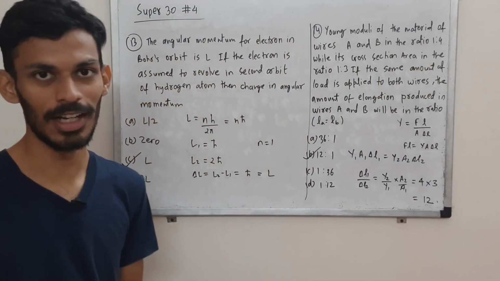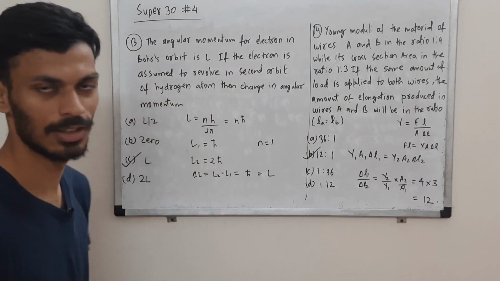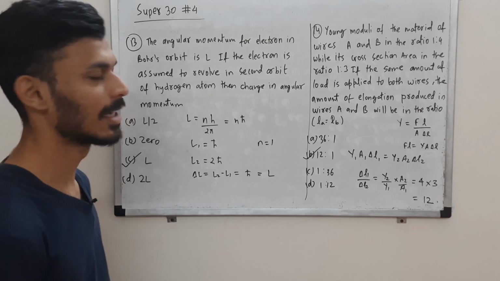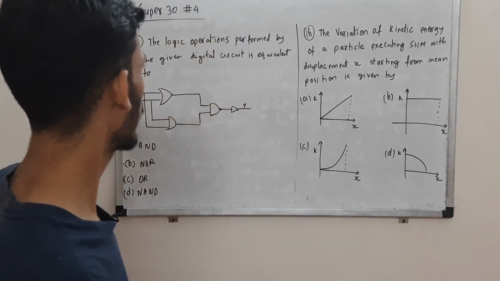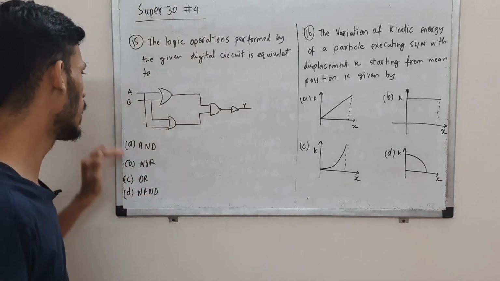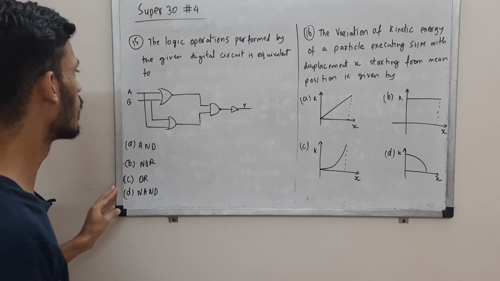We are almost halfway done. With question 15 we'll be halfway done, and just a few things to go. So let's get this done. 15 and 16 over here. In 15 we are given a digital circuit. We are supposed to tell what is the logic operation that this circuit is performing.